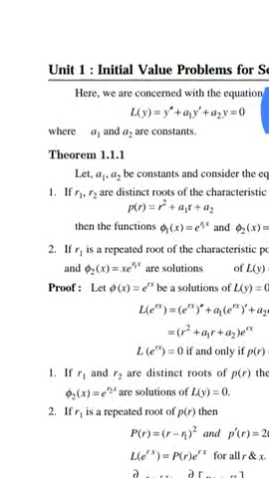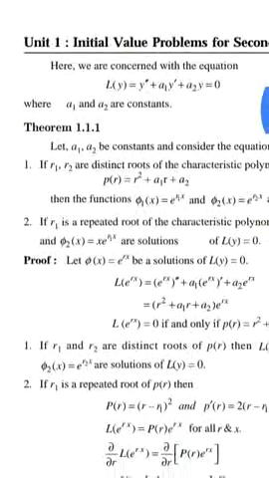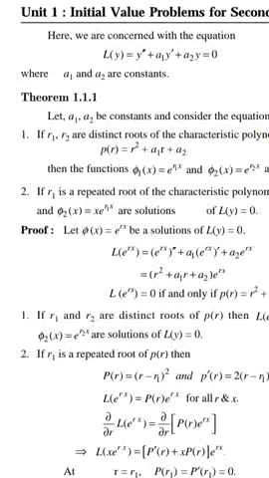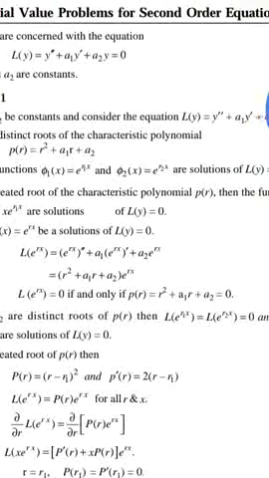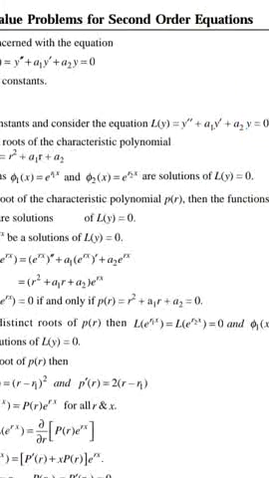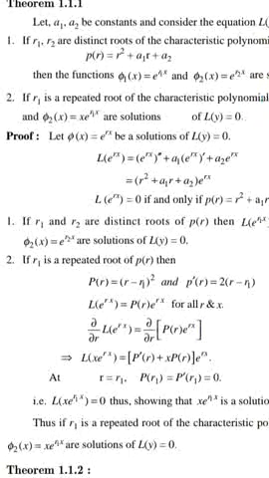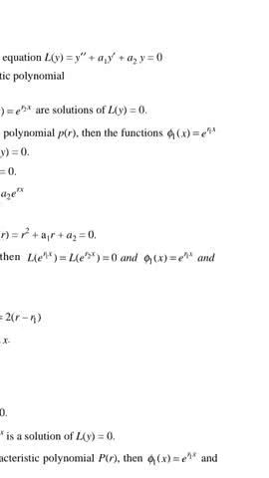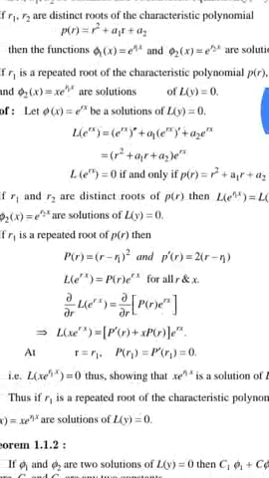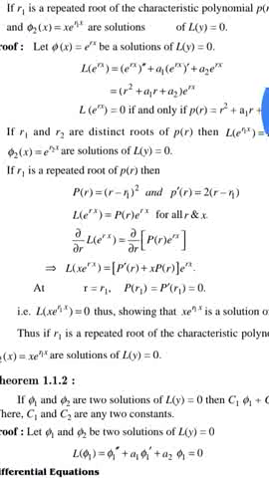If r1 and r2 are distinct roots of the characteristic polynomial p of r is equal to r square plus a1 r plus a2, then the functions phi1 of x is equal to e^(r1 x) and phi2 of x is equal to e^(r2 x) are solutions of L of y is equal to 0. If r1 is a repeated root of the characteristic polynomial p of r, then the functions phi1 of x is equal to e^(r1 x) and phi2 of x is equal to x e^(r1 x) are solutions of L of y is equal to 0.